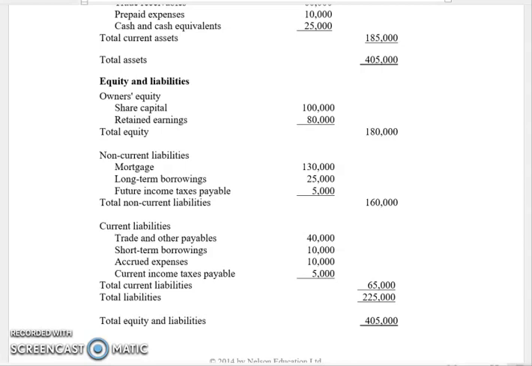And then we have the current income taxes payable, to give us a total current liabilities of $65,000. Then we have our 160 and our 65 to give us our total liabilities of $225,000. That added to our total equity gives us total equity and liabilities of $405,000. Hope this helps. Let me know if you have any questions.